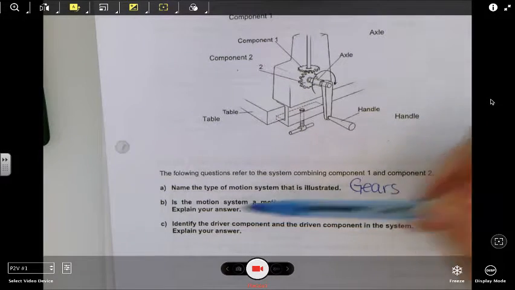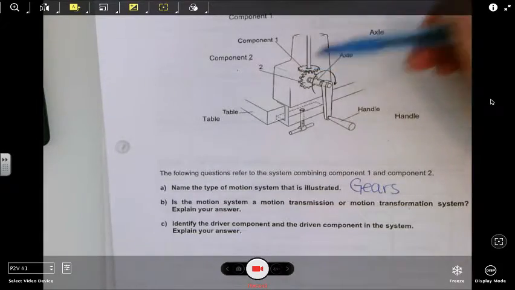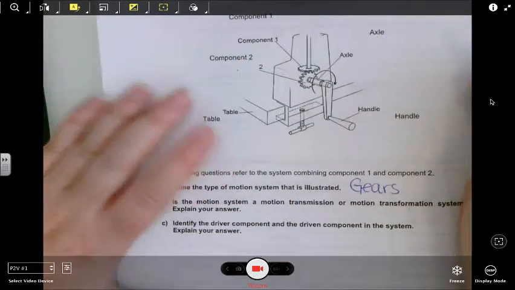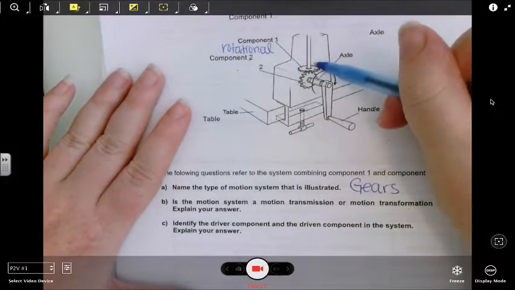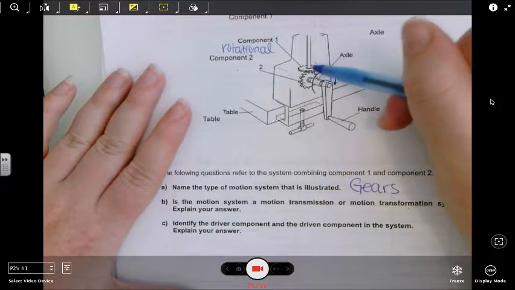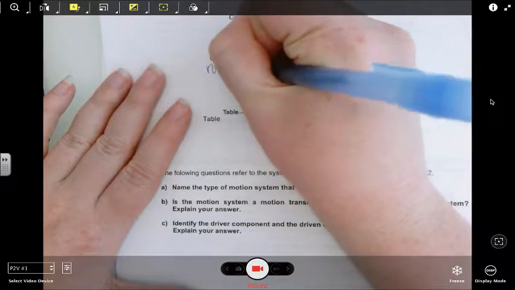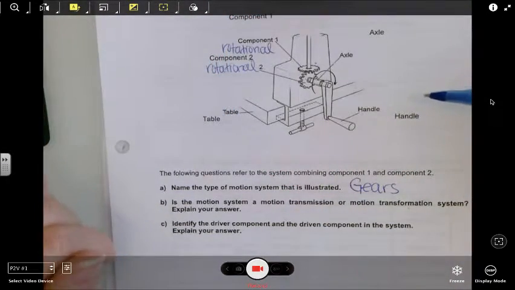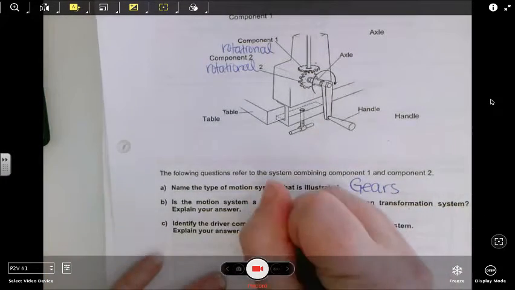And then it says, is the motion system a motion transmission or a motion transformation system? If we're looking at component 1 and component 2, component 1 is a rotational movement, right? It's a circle and it's turning, so that means it's rotational. Component 2 is also a gear. It's also turning, so it's rotational. If it's going from one component to another and it's keeping the same type of motion, then that's transmission. So the answer for this is transmission.